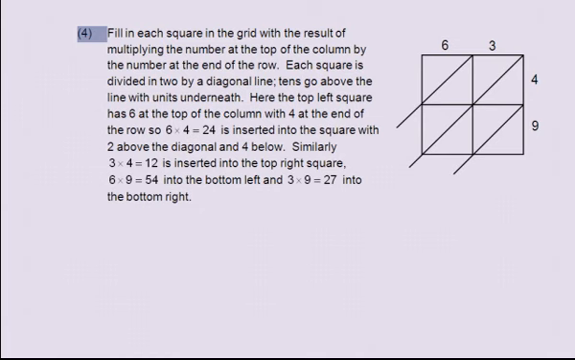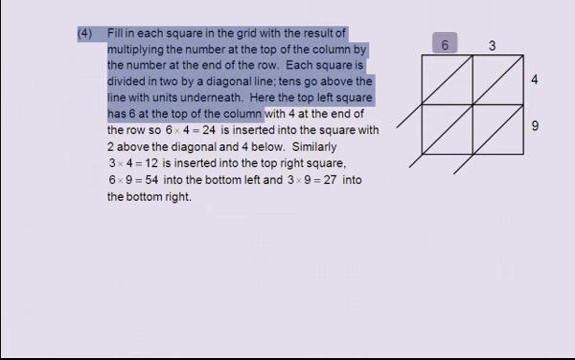Step 4. Fill in each square in the grid with the result of multiplying the number at the top of the column by the number at the end of the row. Each square is divided in two by a diagonal line. Tens go above the line with the units underneath. Here, the top left square has 6 at the top of the column with 4 at the end of the row. So, 6 times 4 equals 24 is inserted into the square with the 2 above the diagonal and 4 below.